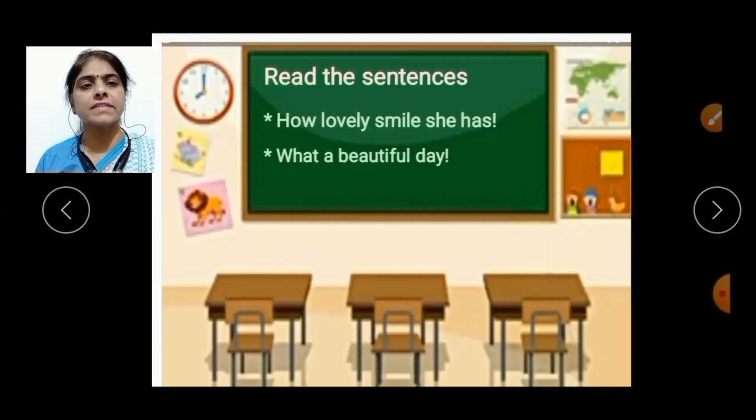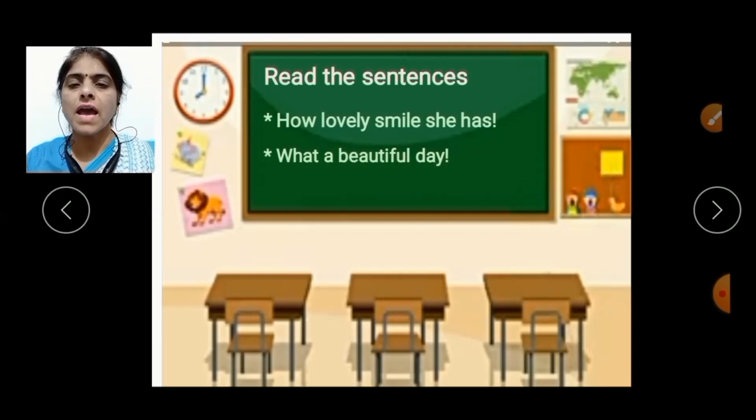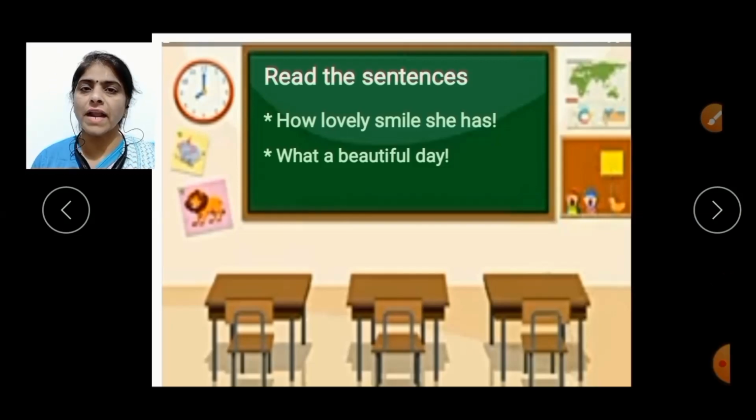Here in this slide, the sentences which we have to read are, how lovely a smile she has, and what a beautiful day. As you can observe, these sentences show an expression of surprise, and they both have an exclamation mark at the end. So, can you tell me which kind of sentences these are? These are exclamatory sentences. So let's have the definition of an exclamatory sentence.